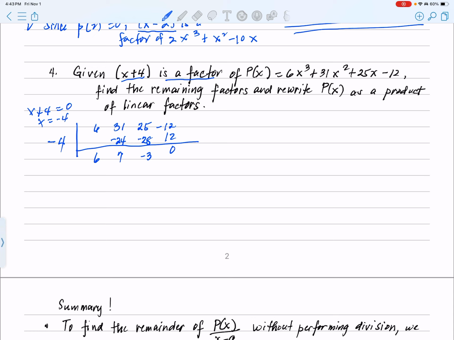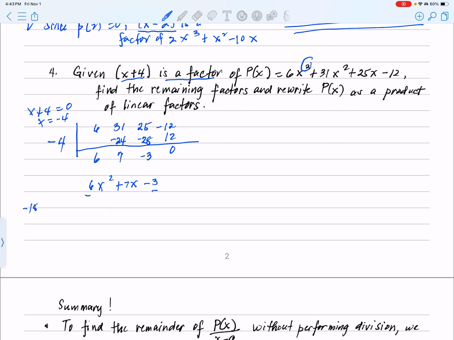So the remainder is 0. Since our degree here is 3, one less degree, that would be 6x squared plus 7x minus 3. This is the quotient. Now we can factor the trinomial by looking at 6 times negative 3, which is negative 18. What factors would give us the middle term as 7? 2 and 9.